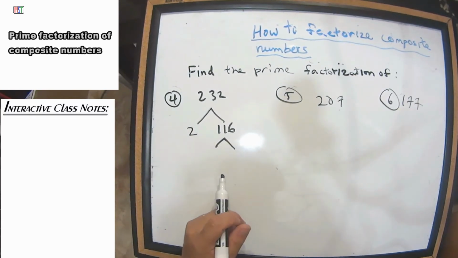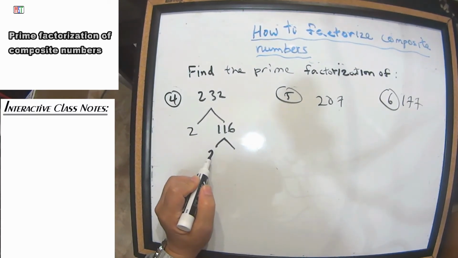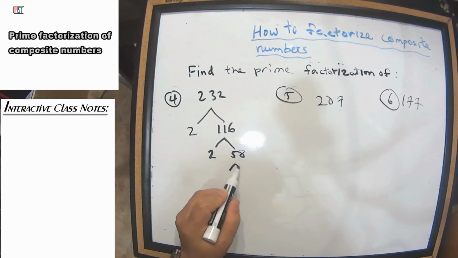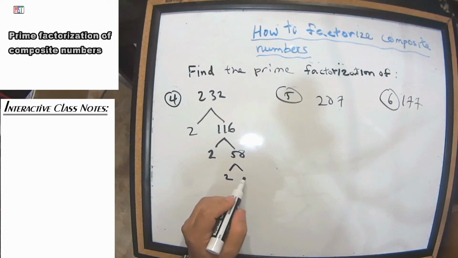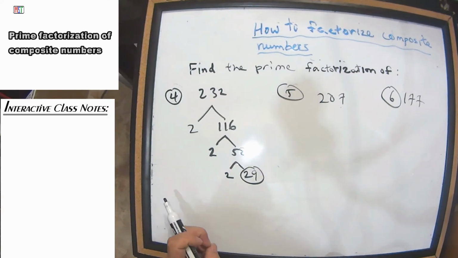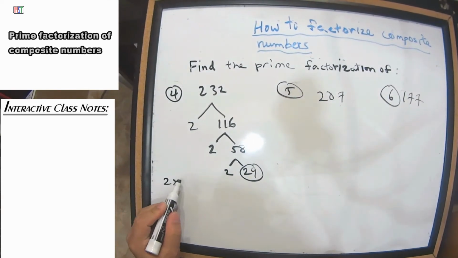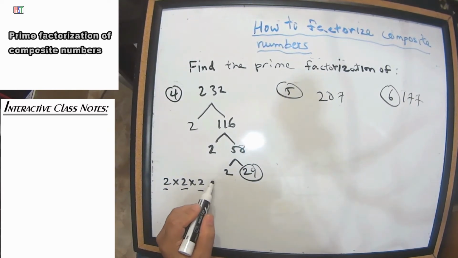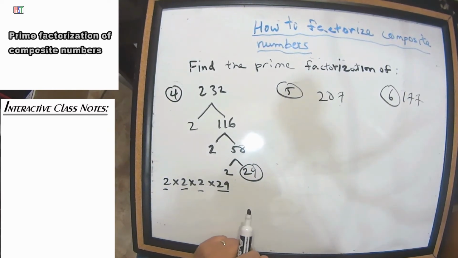And then notice 116. That's an even number. We can divide by 2 as well, and that gives you 58. And 58 is also an even number. We can divide it by 2, and that gives you 29. So the question is, is 29 a prime factor? Okay, so far we have 2 times 2 times 2. They're all prime numbers or prime factors, and we're assuming maybe 29 is.